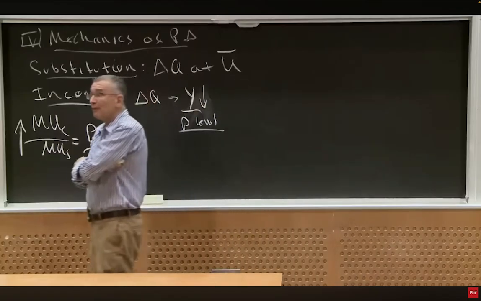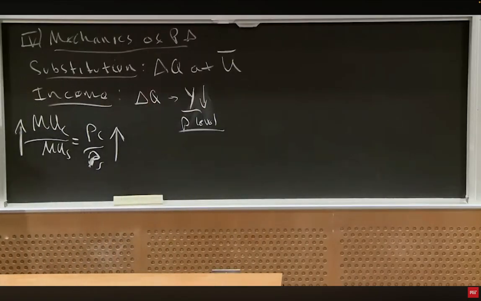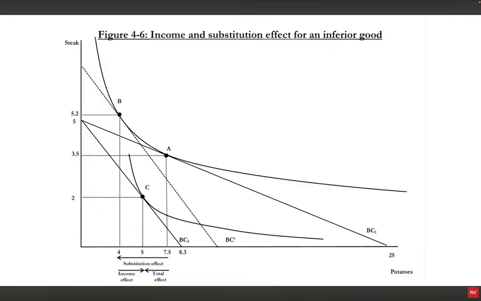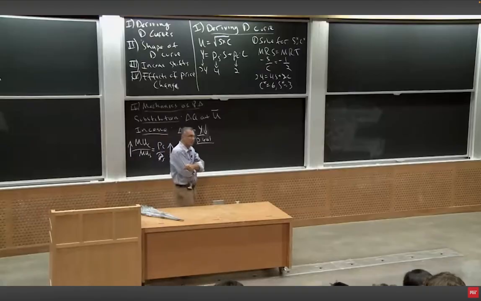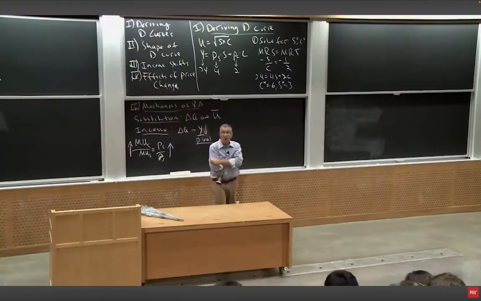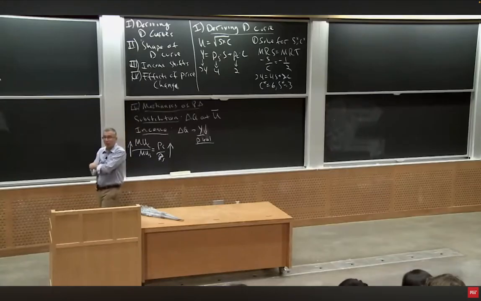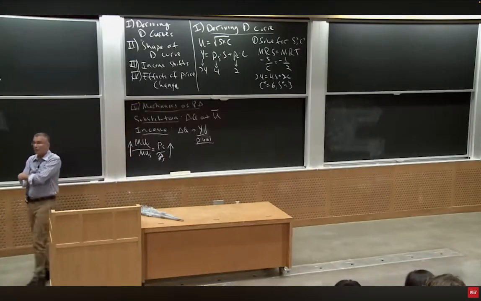So for those two reasons, you want fewer cookies. But what if cookies were an inferior good? Then the graph would look like figure 4.6. In this case, the substitution effect would go one way, but the income effect would go the other way. And the net would be unclear. Now, we've drawn figure 4.6 such that the demand for cookies still falls. But you don't have to draw it that way.